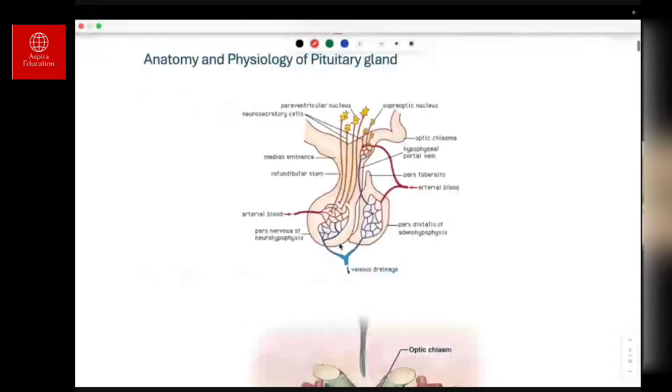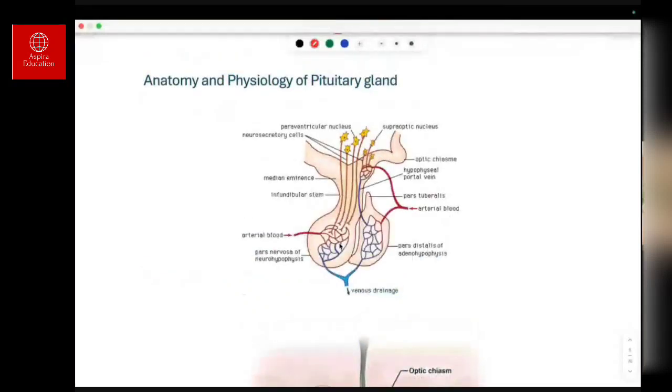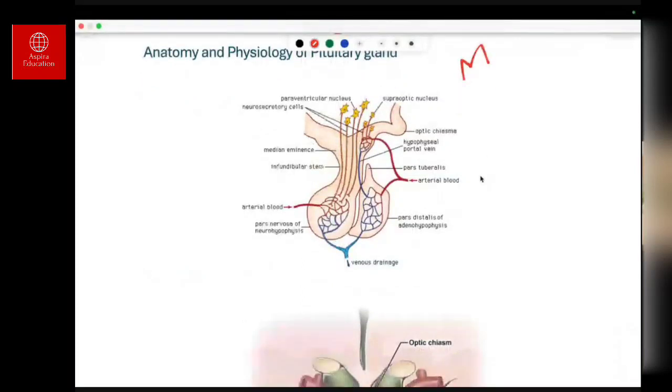Now we will go on to the anatomy and physiology of the pituitary gland. The pituitary gland is otherwise known as the master gland, okay? And that is situated just below the lower part of the brain. It is primarily controlled by two nuclei in the hypothalamus, the paraventricular nucleus and the supraoptic nucleus of the hypothalamus. And these neurons go towards the posterior pituitary, okay?